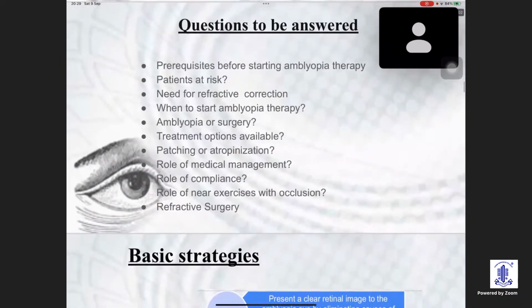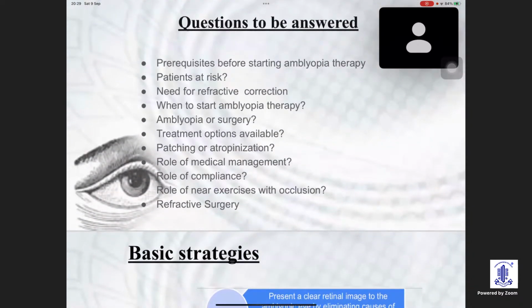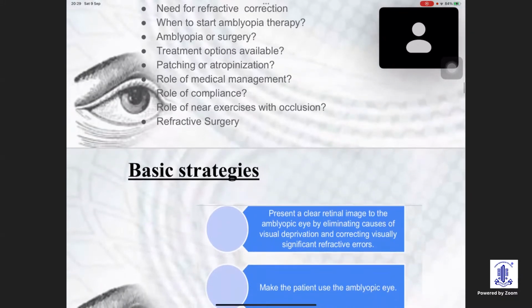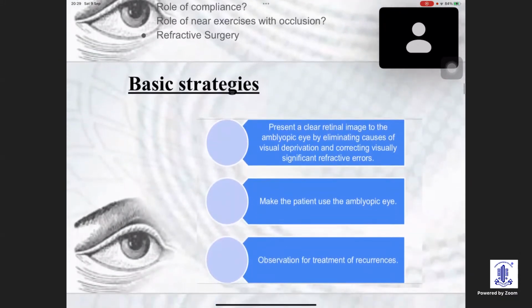Then what are the questions that need to be answered? What are the prerequisites? Patients at risk, need for refractive correction, when to start amblyopia therapy, amblyopia surgery, treatment options available, patching or penalization, role of medical management, compliance, role of near exercises with occlusion, and refractive surgery. So the basic strategy in amblyopia is you have to present a clear retinal image to the amblyopic eye by eliminating causes of visual deprivation and correcting visually significant refractive error.